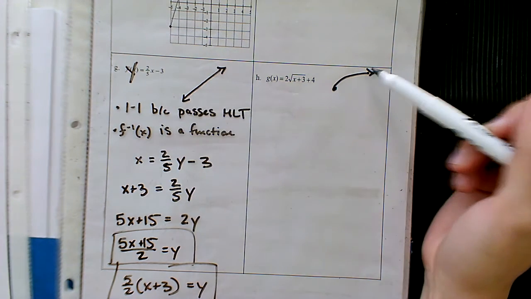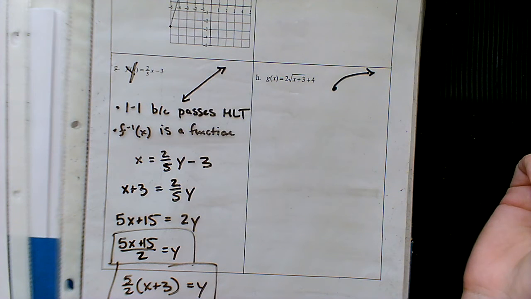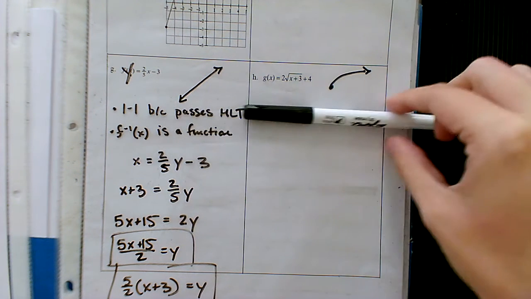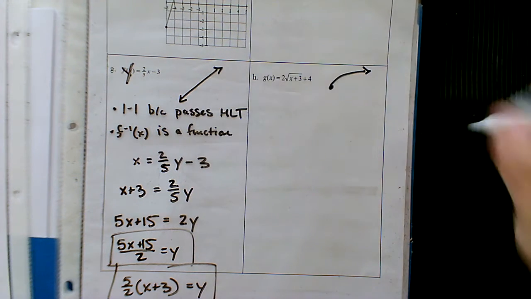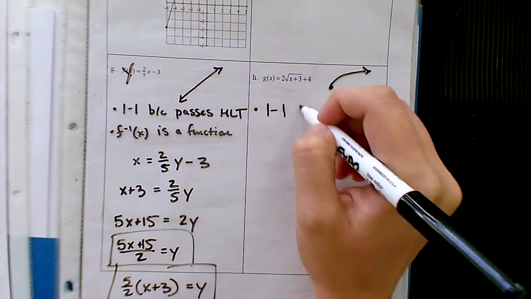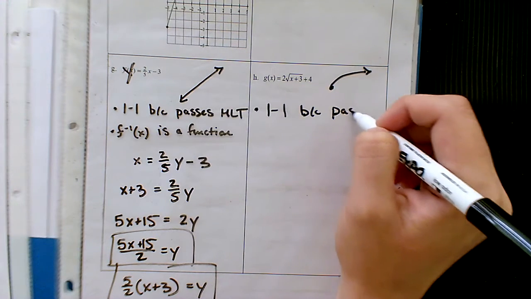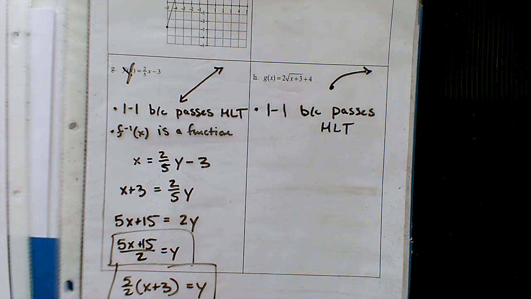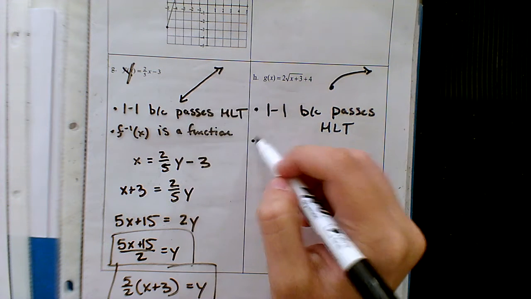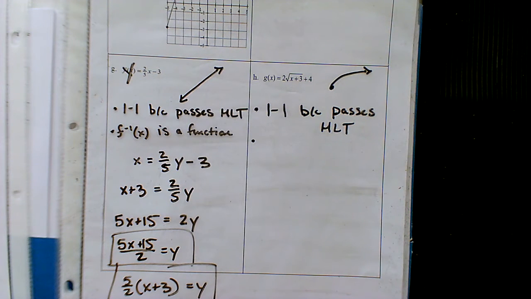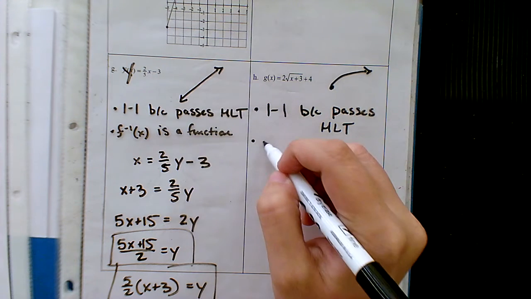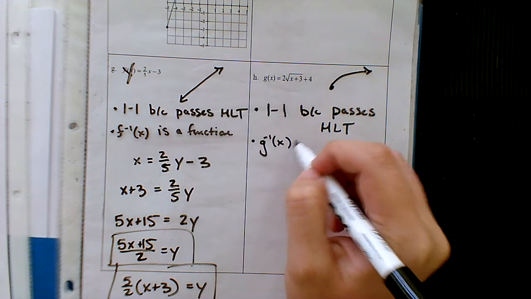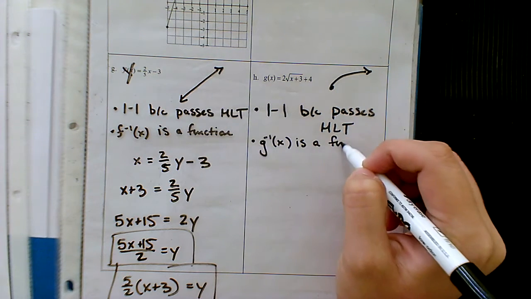Would the shape of this graph pass the horizontal line test? Yeah, if you want to test it, it would only touch once. So it's one-to-one because it passes the horizontal line test. Based off of that analysis, we know the inverse is a function.